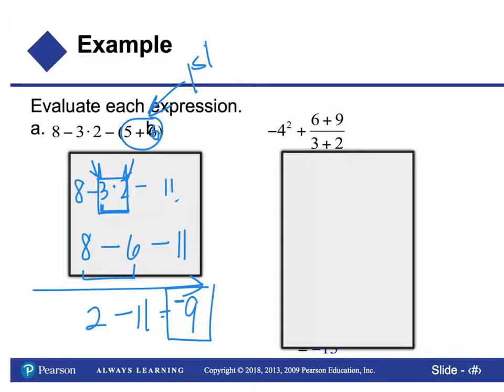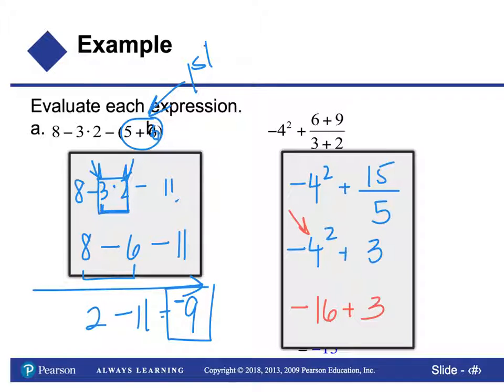And last but not least, we have negative 4 squared plus, and we're going to go ahead and finish that as 15, and that is 5. Negative 4 squared plus, that's 3. And guys, it's not negative 4 times negative 4, but it is negative 4 times 4 because the square is only hitting the 4, not the negative. What would it look like if it was hitting both of them? It would look like this.